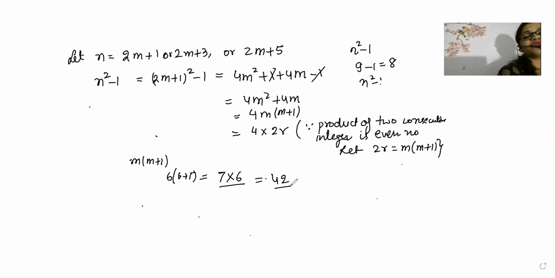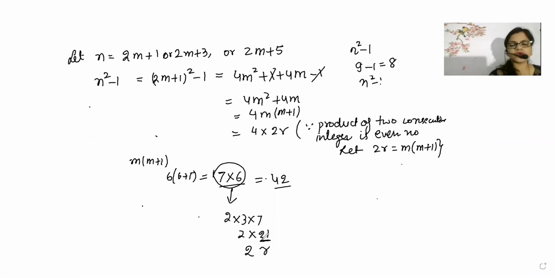And if you have to solve from here, you can write 6 as 2 into 3 into 7, so that is 2 into 21. So this 21 can be taken as r and 2 is the even number. So that is what I told. That x is multiplication, I didn't write the x here, it is multiplication beta. That is 4 into 2r, because beta, what I have done is I converted m plus 1 into 2r, so it is exactly m into 2r.